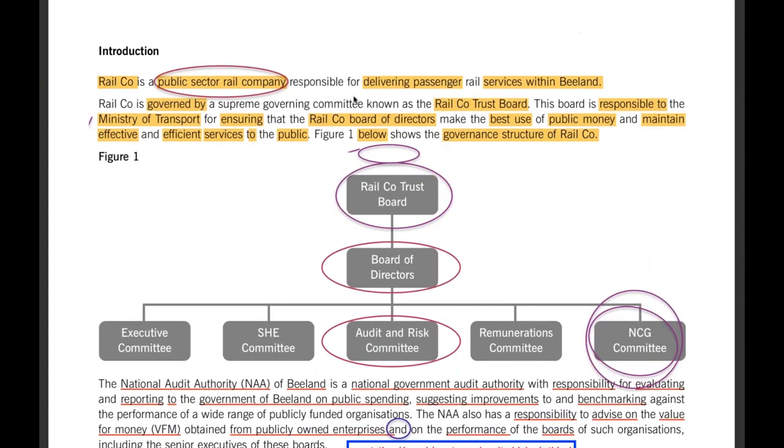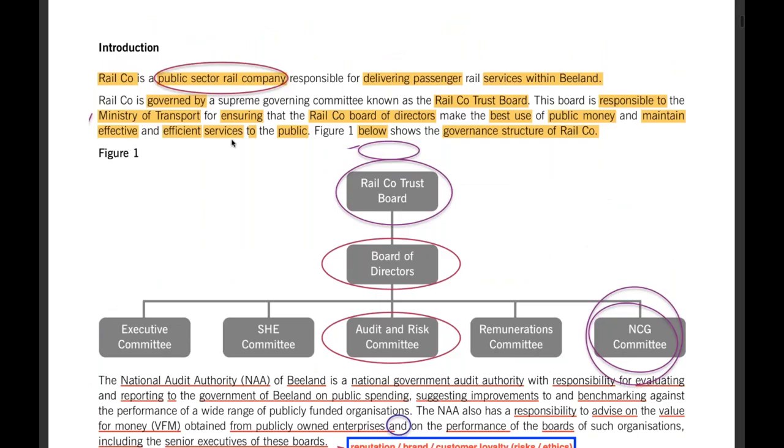As you read through this particular passage, all right, you'll find that this is Railco, okay, this tells who they are. This is why I say under the introduction it's important for you to identify who these people are, all right. Oh, what's happening here? Okay, so there's something missing here. So public sector rail company, basically the ownership is what? This is a public sector, okay. It's basically a government company, all right. So what they are supposed to do is deliver passenger rail services.